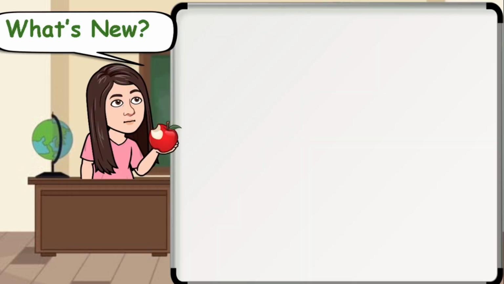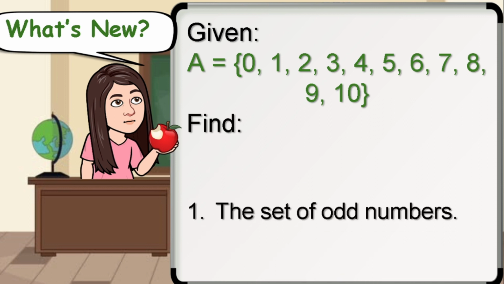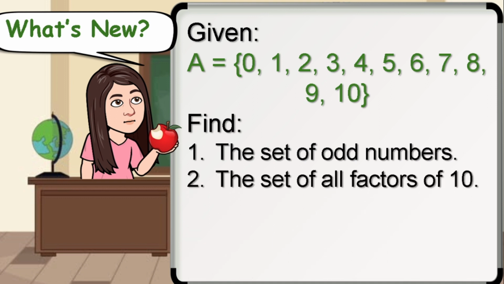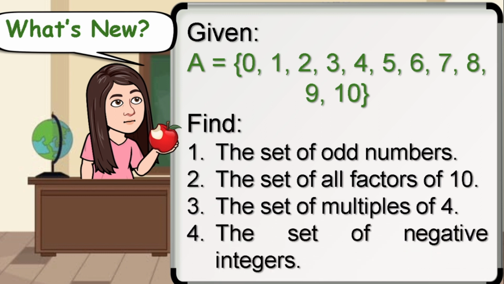Let's have an activity before we start our second lesson. Given set A is the set of whole numbers less than 11. Find the following. Number 1, the set of odd numbers. Number 2, the set of all factors of 10. Number 3, the set of multiples of 4. And number 4, the set of negative integers. You have 1 minute to do this activity.